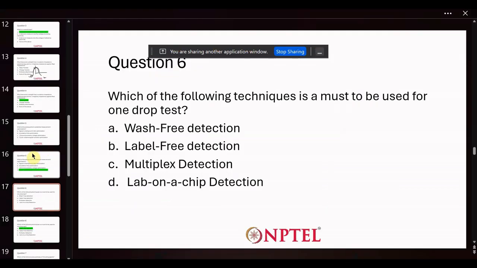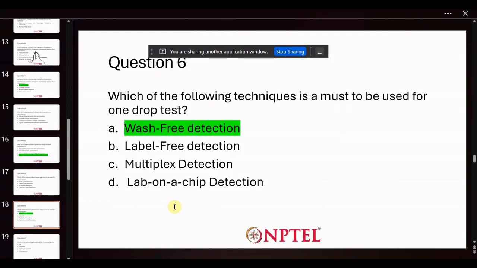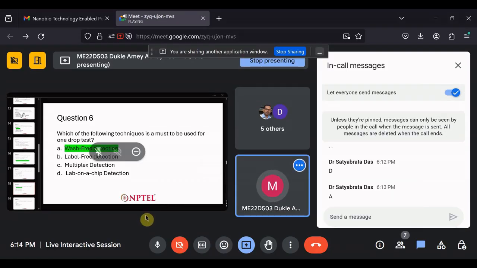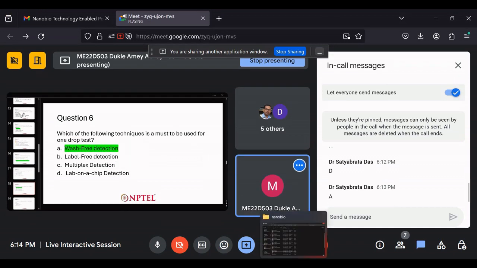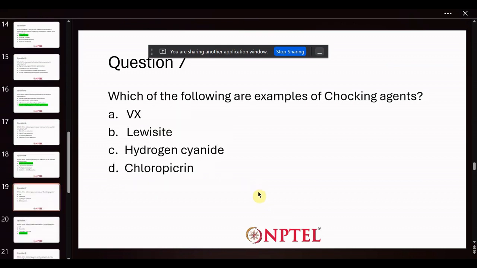Yes, the answer is wash free detection. In label free detection and multiplex detection, you require some secondary element for detection. So only in wash free detection can you do it in a single drop kind of setup. That is why for a one drop test you need wash free detection. Any questions, just unmute and interrupt.